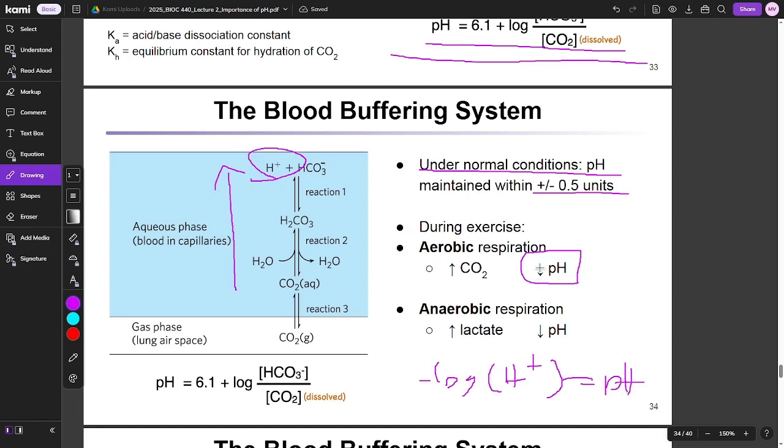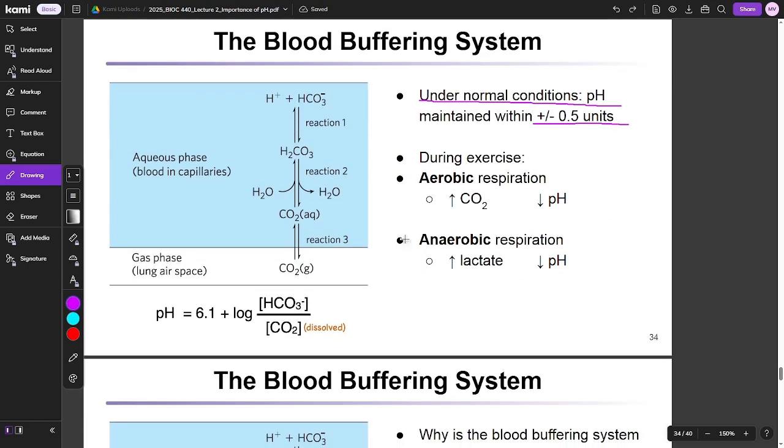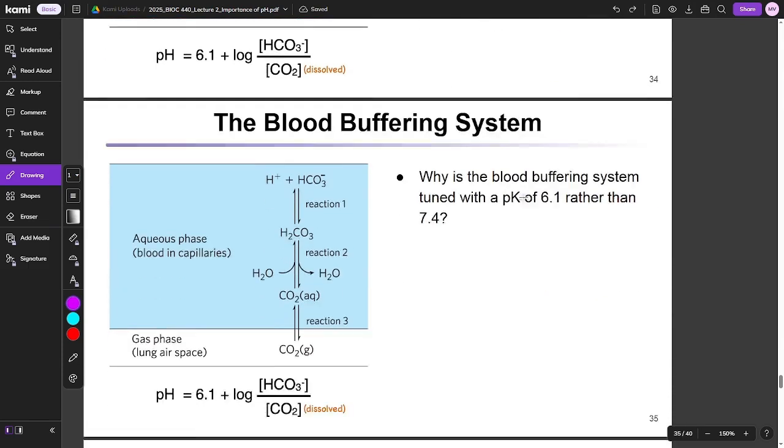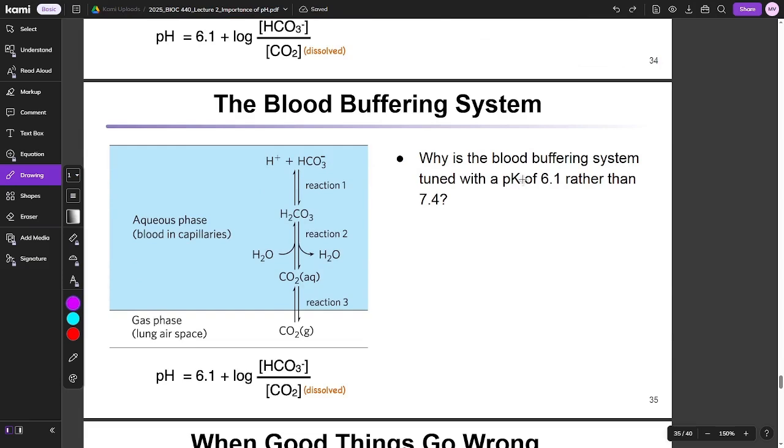So it's important to recognize, under anaerobic respiration, the same deal. We produce lactic acid, which also decreases the pH. So we always end up decreasing our pH. And that begs the question, why is the blood buffering system tuned with a pK of 6.1, not 7.4?